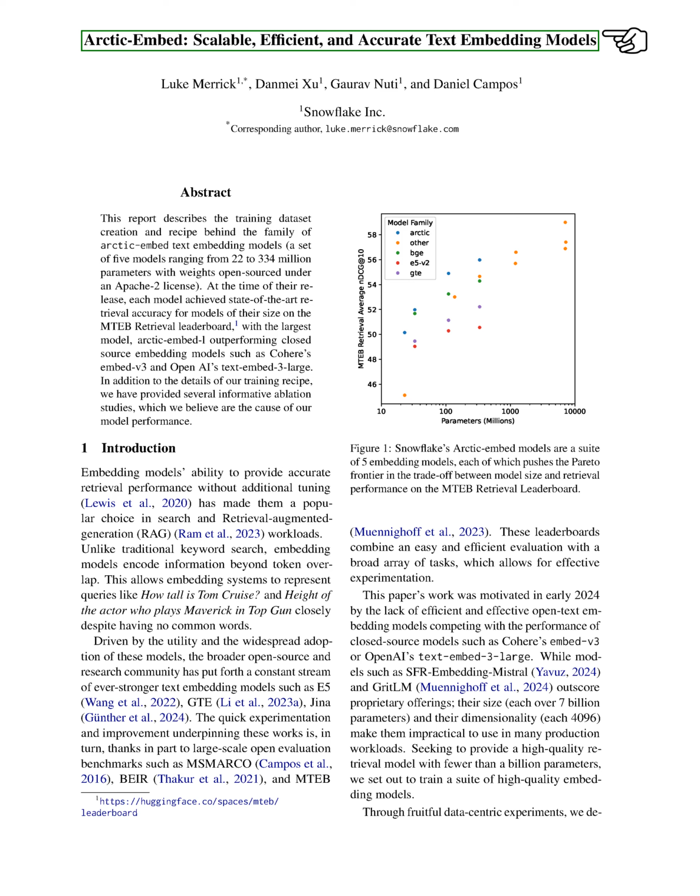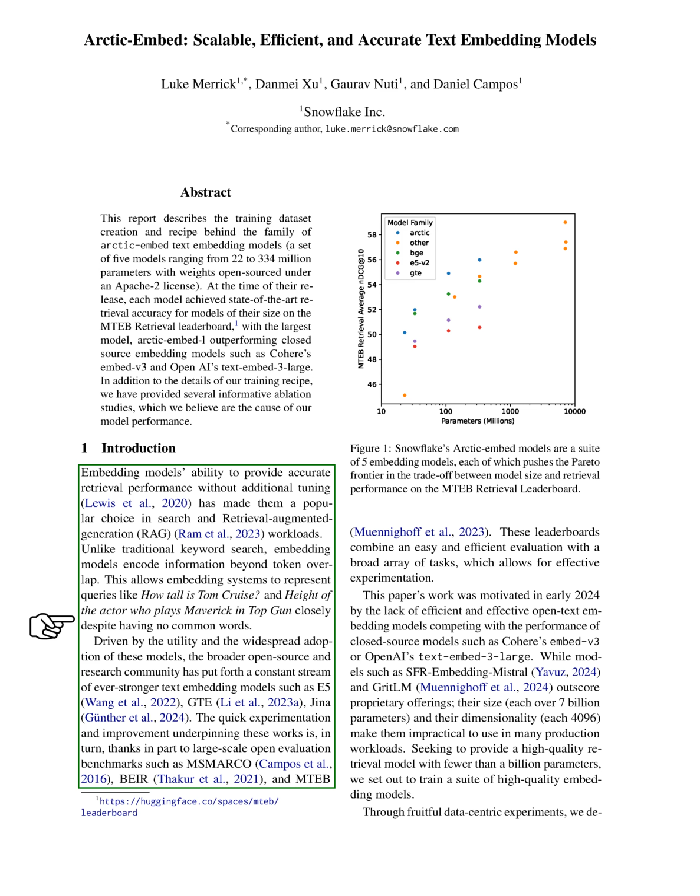Section: Introduction. In this section, we discuss the importance of embedding models in search and retrieval augmented generation (RAG) tasks. Unlike traditional keyword search, embedding models can understand queries like "How tall is Tom Cruise?" and "Height of the actor who plays Maverick in Top Gun," even if they don't share common words. The open source and research community has been continuously improving text embedding models like E5, GTE, and Jina, thanks to large-scale evaluation benchmarks like MSMARCO, BEIR, and MTEB.